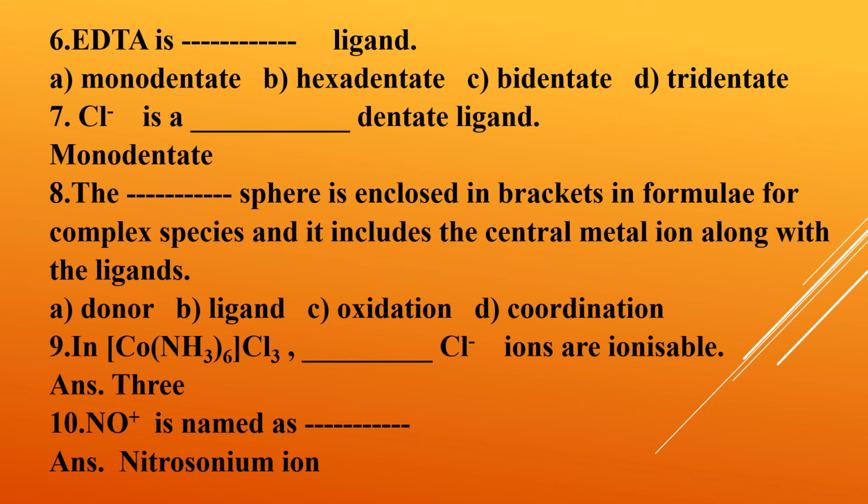Next, question number 9. In [Co(NH3)6]Cl3, dash Cl minus ions are ionizable. How many Cl minus ions will be ionized? 3 Cl minus ions will be ionized. So your answer is 3.